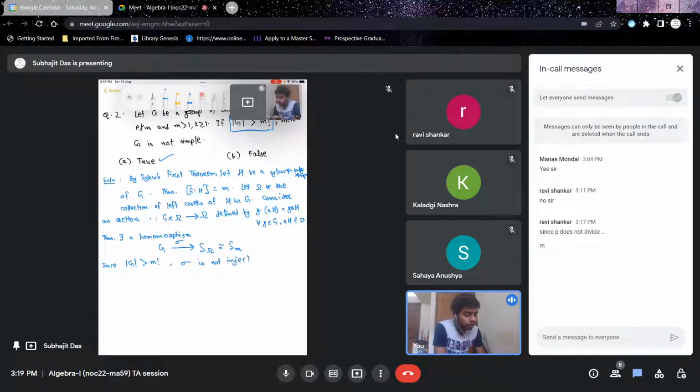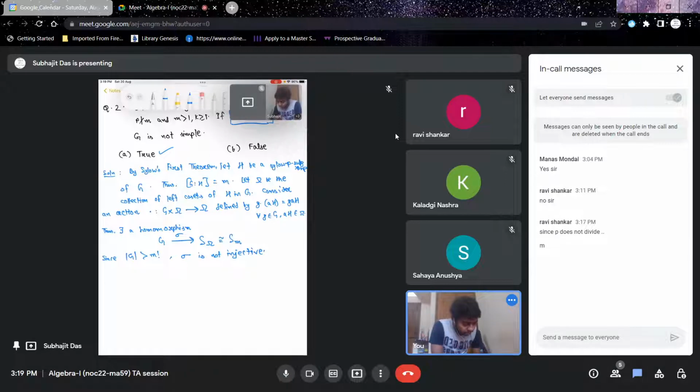And what do we know about homomorphisms which are not injective? We know that they have non-trivial kernels, right? So consider the kernel of sigma, which is certainly non-trivial, because sigma is not injective. We know that the kernel of sigma is always a normal subgroup of G, and we have at least found a normal subgroup which is different from the trivial group.